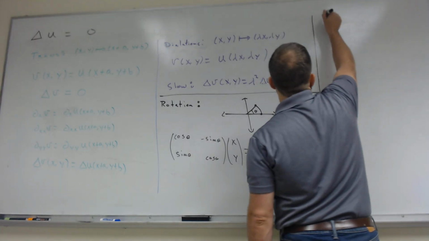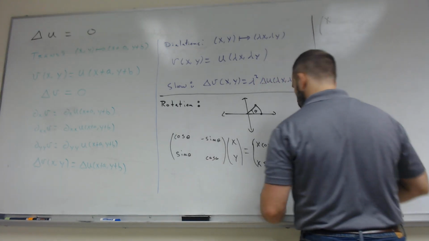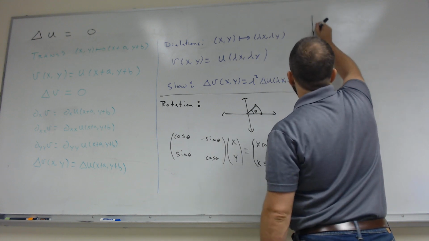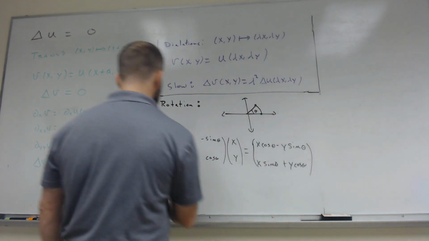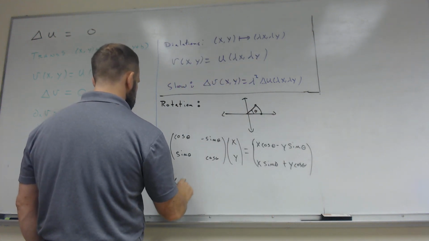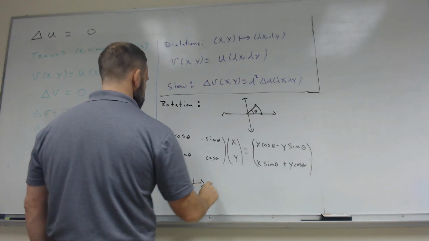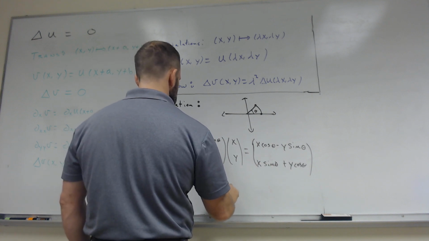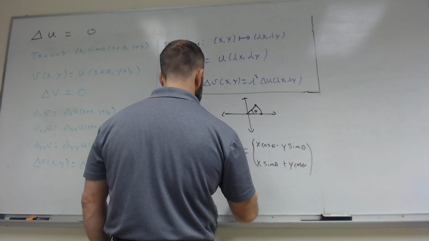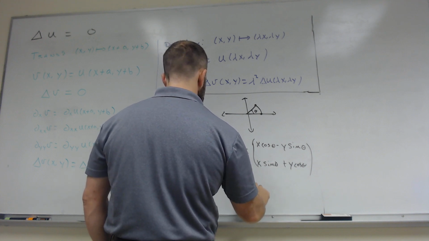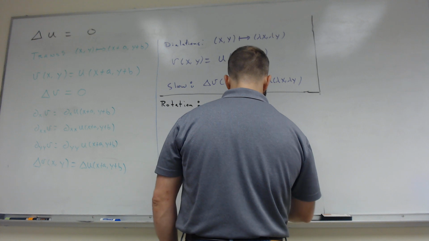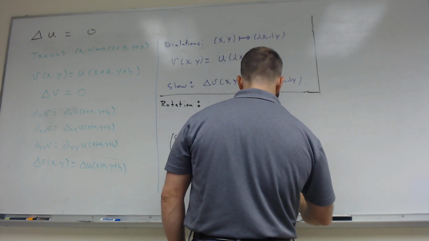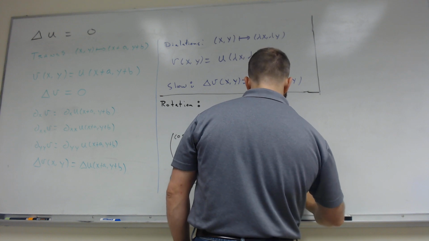So for a rotation of theta radians, we have the point xy, running out of room a little bit, let me write it down here. We have the point xy, this is getting mapped to this point: x cosine theta minus y sine theta, and then x sine theta plus y cosine theta.